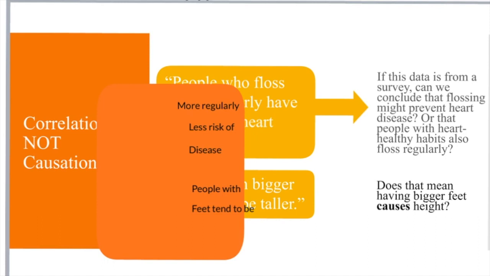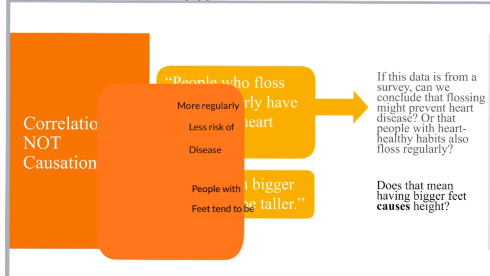Here are a couple of examples. People who floss more regularly have less risk of heart disease, right? Does flossing make your heart stronger? Probably not. If the data is from a survey, we might conclude that flossing might prevent heart disease, or that people with heart healthy habits also floss regularly. People who take care of their teeth and are conscious of their hygiene are probably more likely to go for a walk or a run or do things that are good for them, whereas people who don't floss as often aren't as likely.